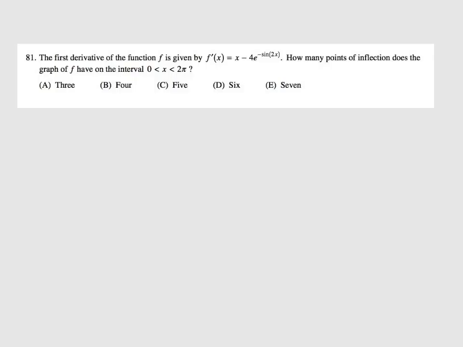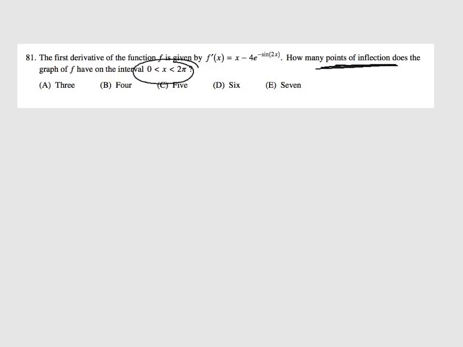Okay, problem 81 from the practice test. It says the first derivative of the function f is given by f prime equals x minus 4e to the negative sine of 2x. How many points of inflection does the graph have on the interval from 0 to 2 pi?